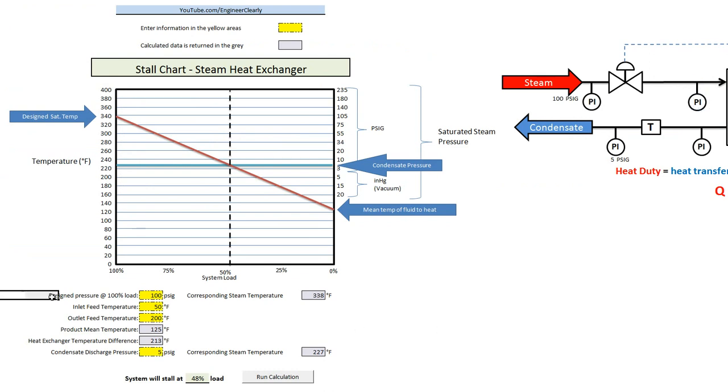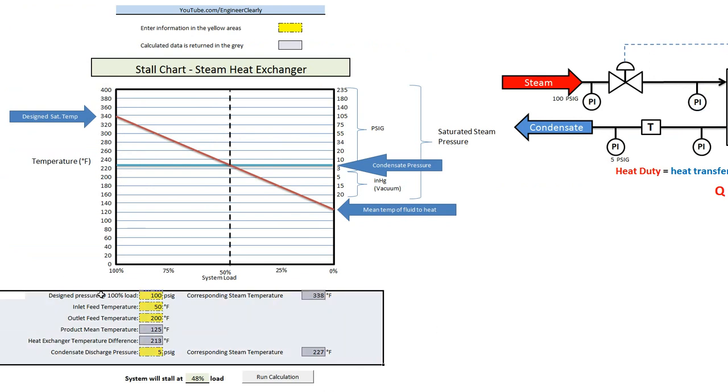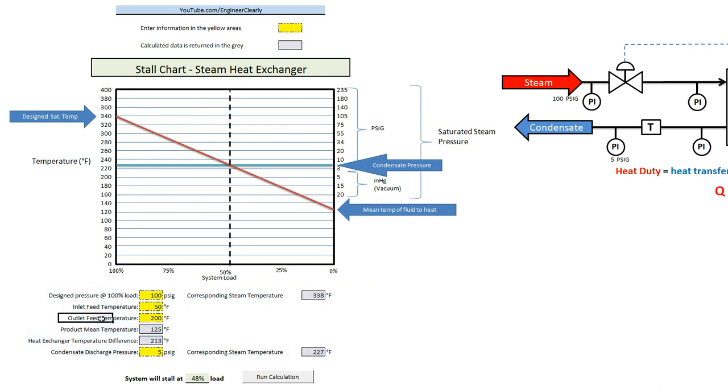So here are the conditions down here. The design pressure at 100% load is 100 PSIG. Inlet feed temperature is 50. Outlet feed temperature is 200. Product mean temperature, that's the temperature average for your inlet and outlet, so that's 125. That's just the average temperature of your product inside your heat exchanger. And the heat exchanger temperature difference, that's the temperature difference between your steam and your product at 100% load. And then you have your condensate discharge pressure, which is at 5 PSIG.